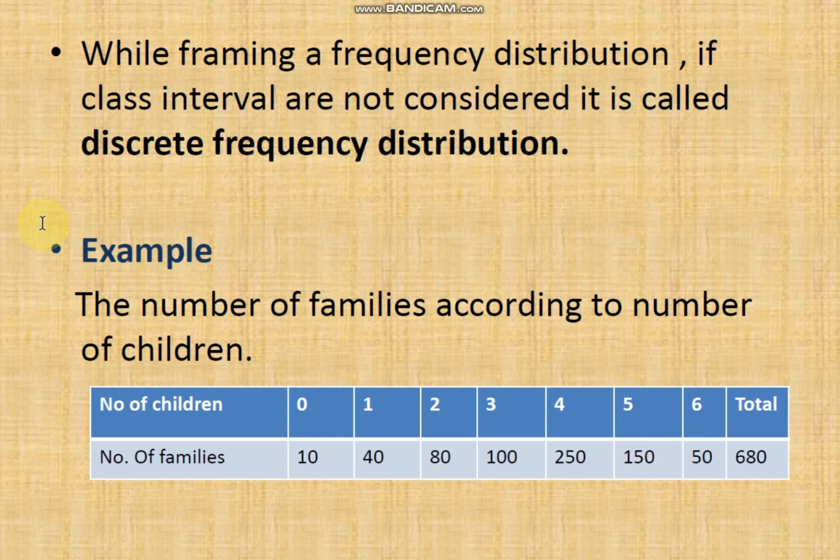Now an example is given here: the number of families according to the number of children. Number of children here is 0, 1, 2, 3, 4, 5, 6. Number of families having these many children: 10 families have 0 children, 40 families have 1 child, 80 families have 2 children. Like this, all these are the frequencies of the respective variable values. So the total number of families is 680. This 680 is divided into a distribution like this. This is called a discrete frequency distribution.